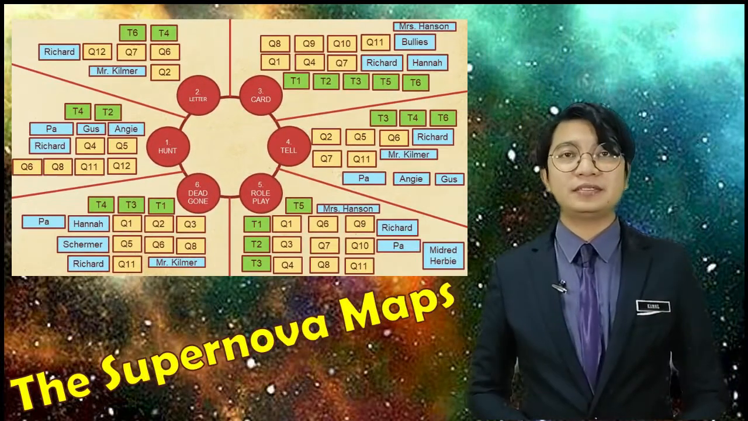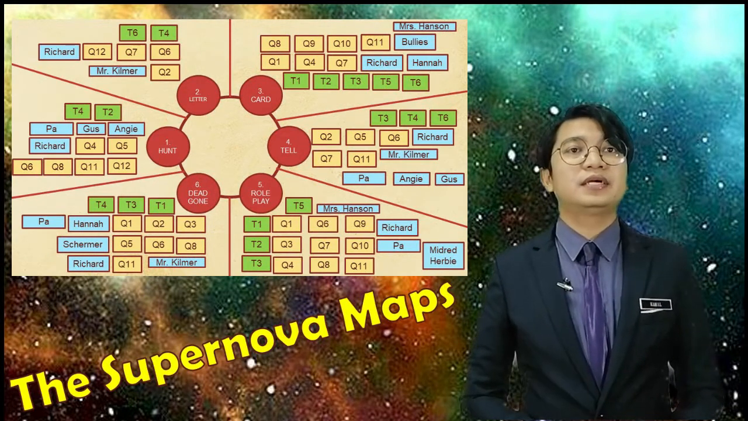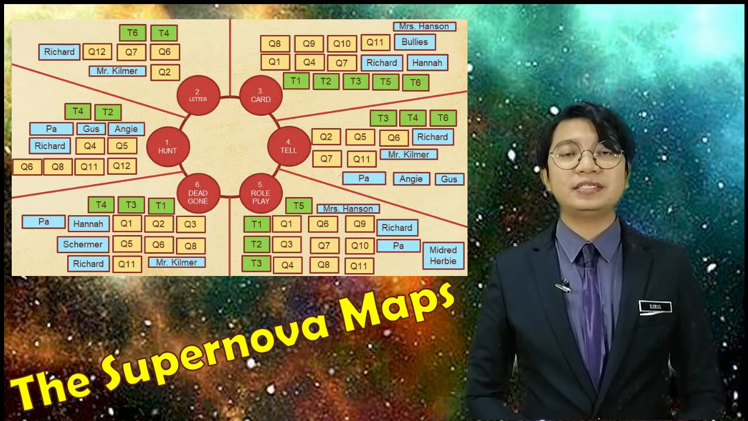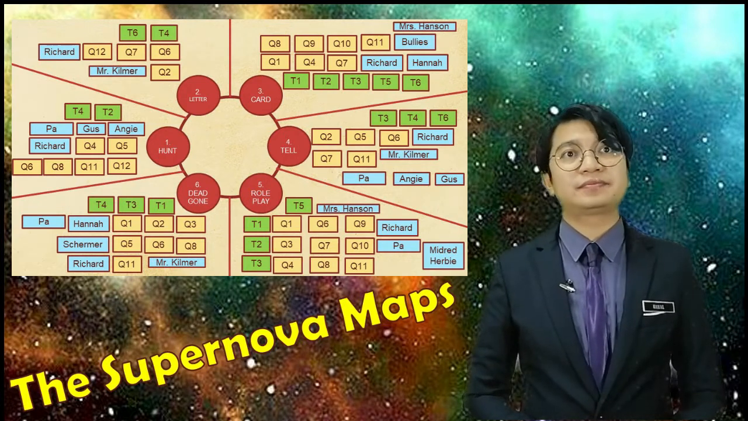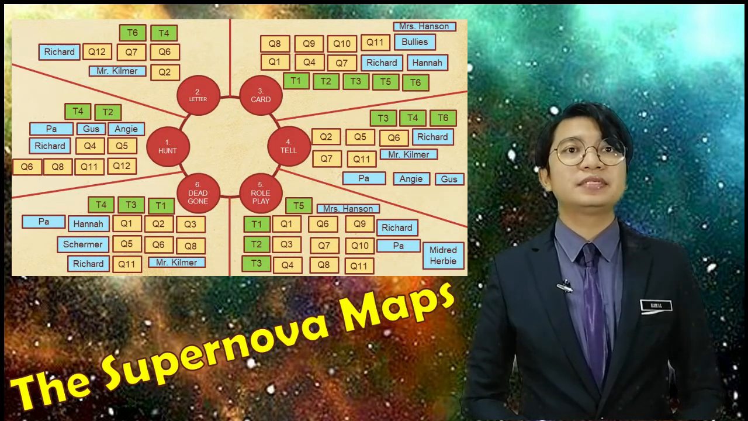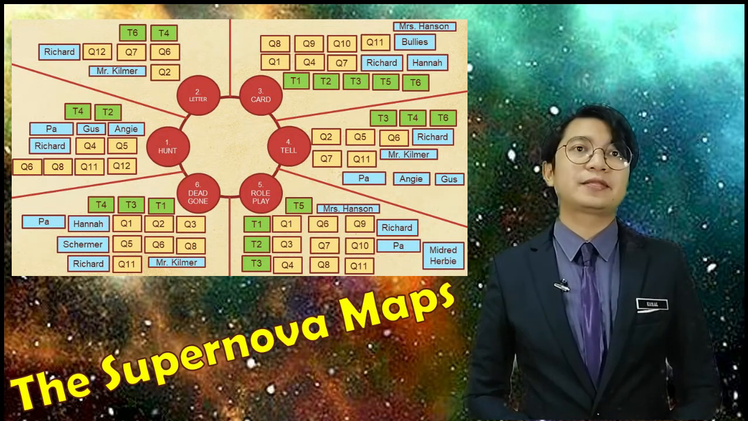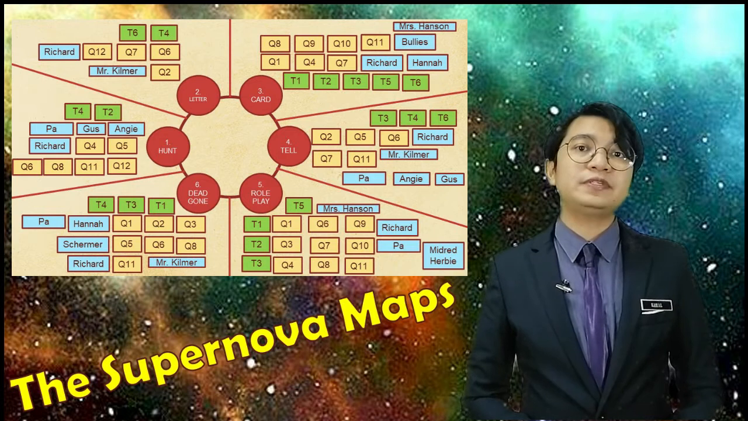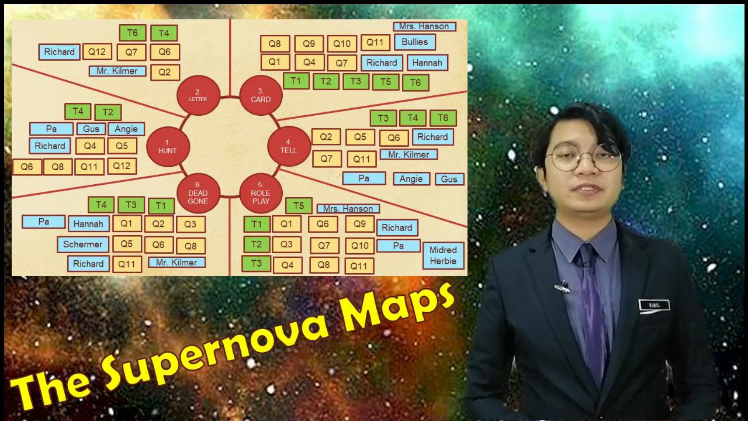The first component is the important events. They are in the red circle. The second component is the question keywords, written as Q, the yellow square. The third component is the themes, written as T in the green squares. And the last component is characters in blue square. You will refer to this map when practicing answering the question on novels.